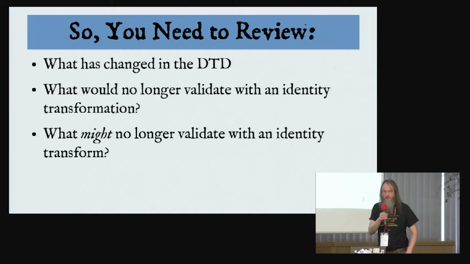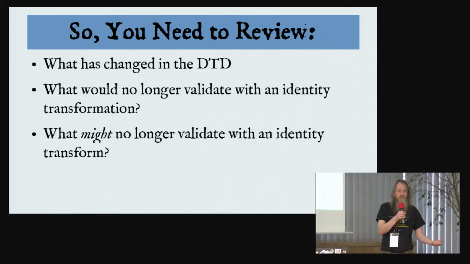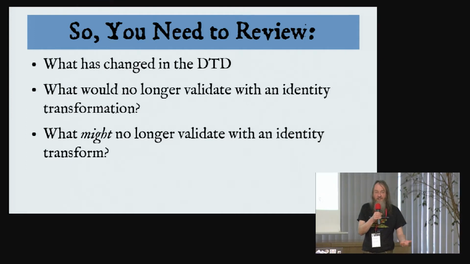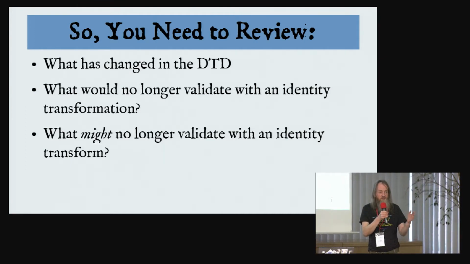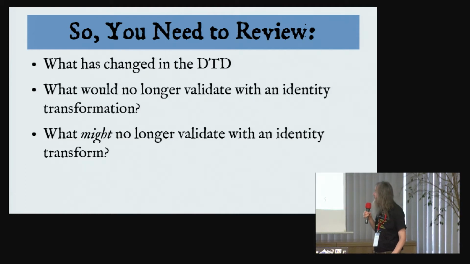So, you've got 150, 300, whatever, however many elements in a DTD. It's spread in 20 files with inclusions in parameter entities. Every content model is 6 parameter entities in repeatable OR groups and sequences. And how are you going to see what's changed in the DTD? How are you going to figure out what would no longer validate with an identity transformation? And a slightly harder question is what might no longer validate with an identity transformation.